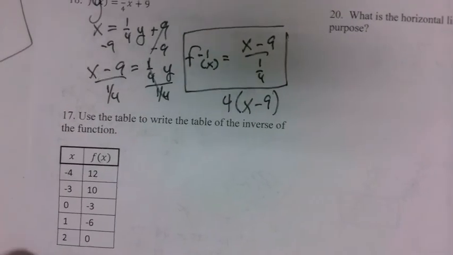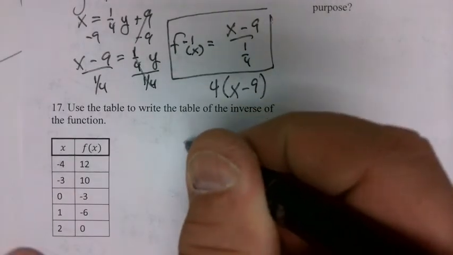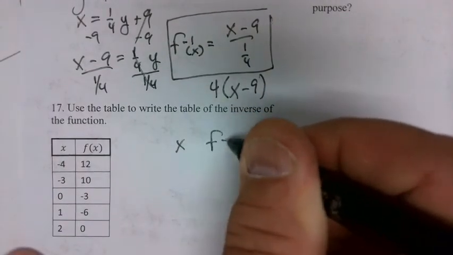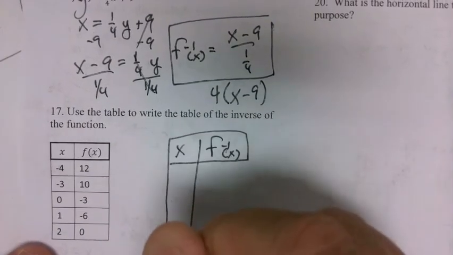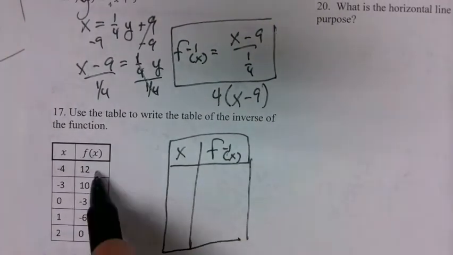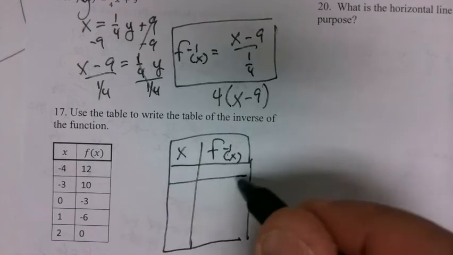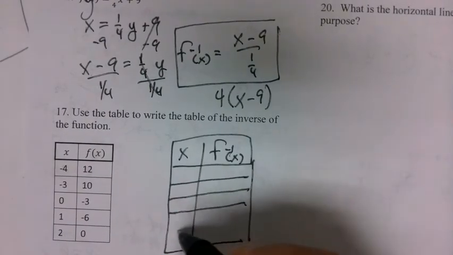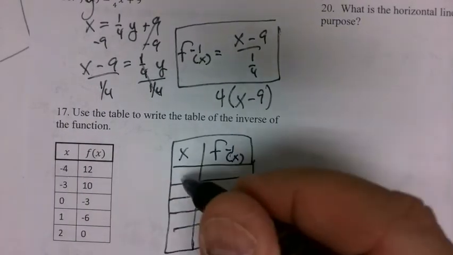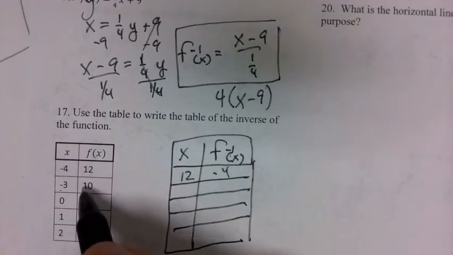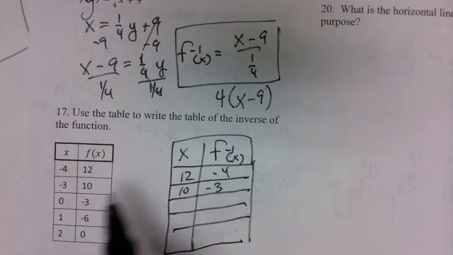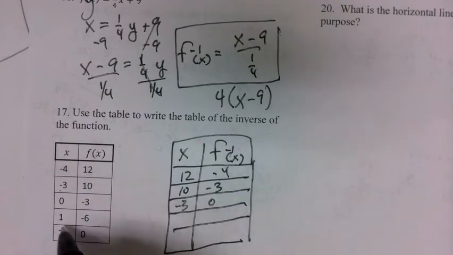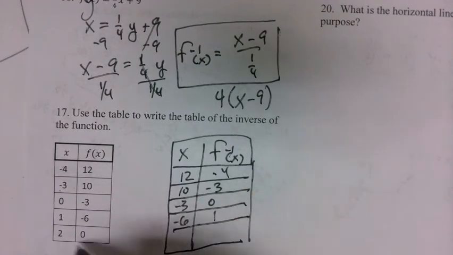Use the table to write the table of the inverse of the function. So the inverse of the function is going to look like f inverse of x. That's going to be my labels. And this is really easy to do. I've got 5 points, so I need to make 5 things. Negative 4, 12 goes to 12, negative 4. Negative 3, 10 goes to 10, negative 3. I'm just switching the x and the y. See it? 0, negative 3 goes to negative 3, 0. 1, negative 6 goes to negative 6, 1. 2, 0 goes to 0, 2. That's it.